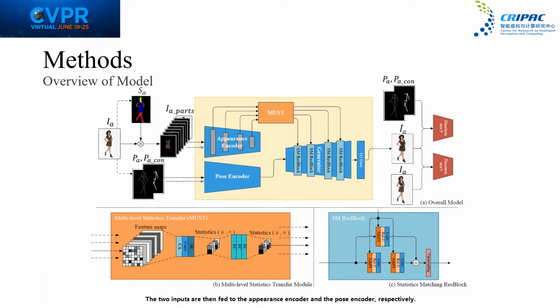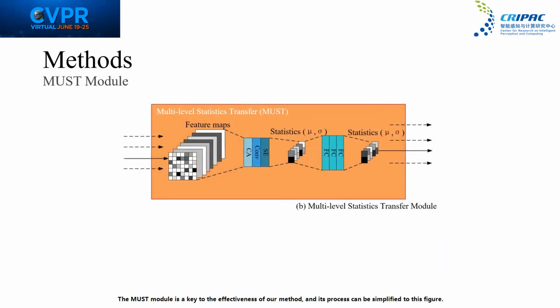The two inputs are then fed to the appearance encoder and the pose encoder, respectively. The pose encoder can extract only the pose information. In contrast, the appearance encoder needs to feed multi-level features into the MUST module to further decouple the rich and valid appearance information. Finally, the appearance and pose features are fused in the generator to reconstruct the original input person image.